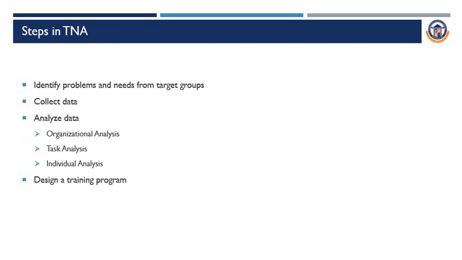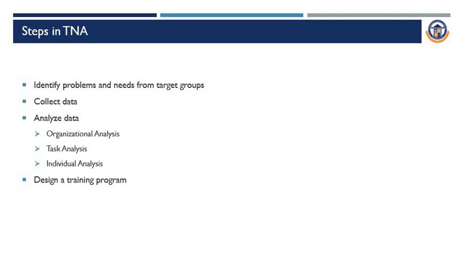Next is about steps in training need assessment. The first thing is to identify the problem and needs from target groups. First of all, we have to know what the problems of the employees are. Only when we know about the problem can we analyze the reason, and based on that we can provide training. So we have to identify the problem and needs from the target groups.